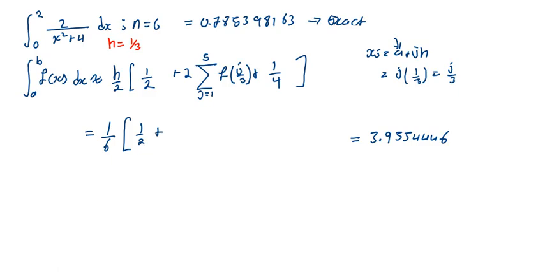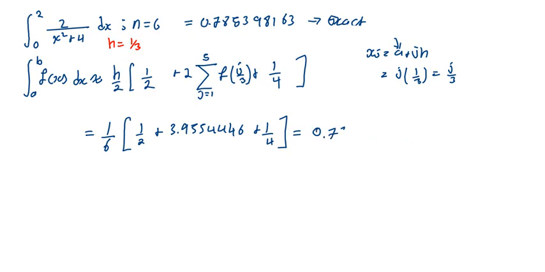Here we observe that we ended up with 3.9554446, and mind you, I haven't forgotten about the 2. If you punch in your calculator including the 2, that's what gives you 3.9554446. Then we say plus 1 over 4. Having done this, you're going to end up with a value of 0.784240766. That's the value that you end up with.